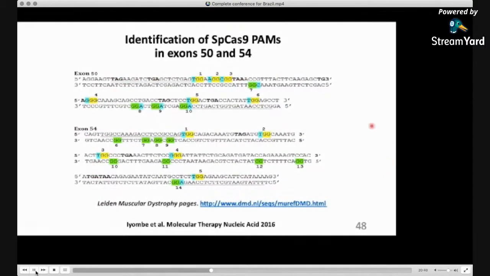To produce this hybrid exon, we initially identified the possible SpCas9 PAM sites, that is, the sites where we can cut in exon 50 and in exon 54. We identified 10 PAM sites in exon 50 and 14 different PAM sites in exon 54.